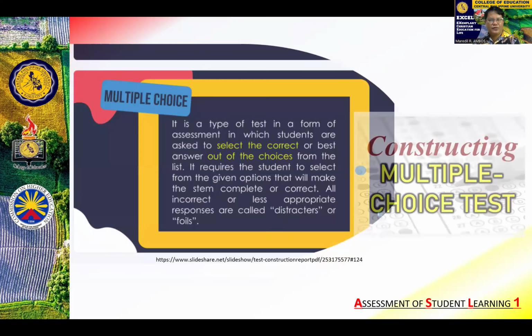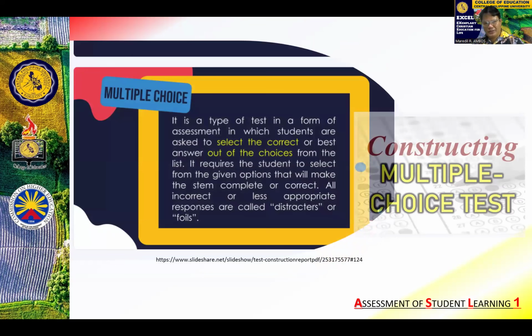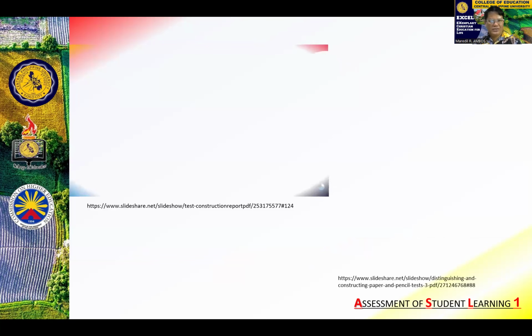Okay, let's have, of course, the multiple choice type of test. So when we say multiple choice, it is a type of test, a form of assessment, in which students are asked to select the correct or best answer out of the choices from the list. And it requires the student to select from the given options that will make the stem complete or correct, and all incorrect or less appropriate responses are called distractors and, of course, foils. So that's it. Let's have a multiple choice test.